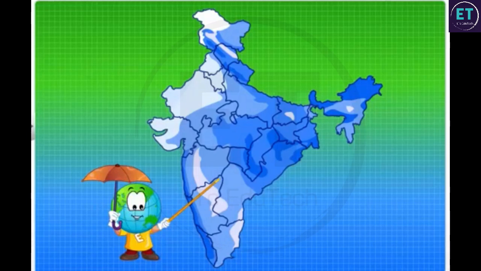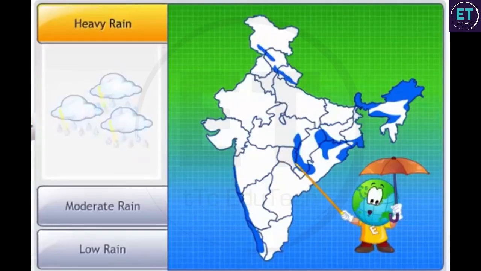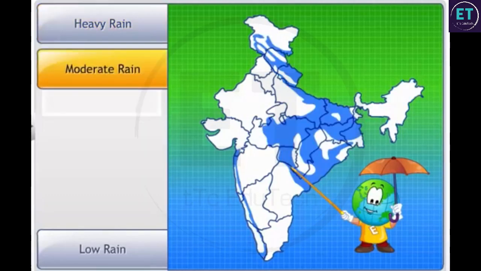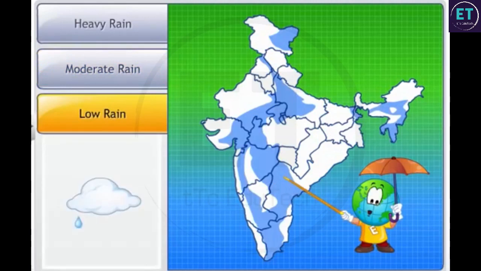Look at what I got for you. This map shows the rainfall pattern of India. These regions in India receive high rainfall and show maximum biodiversity. These regions have moderate rainfall, while these areas receive low rainfall and show minimum biodiversity.